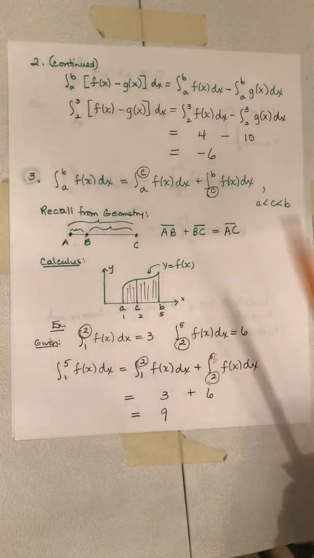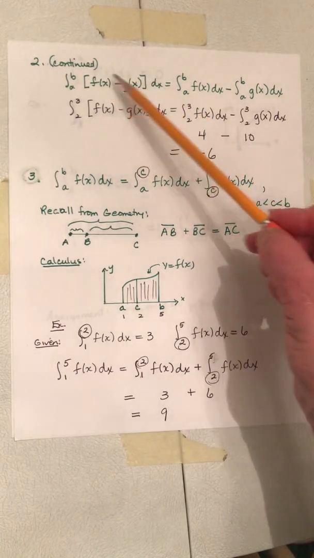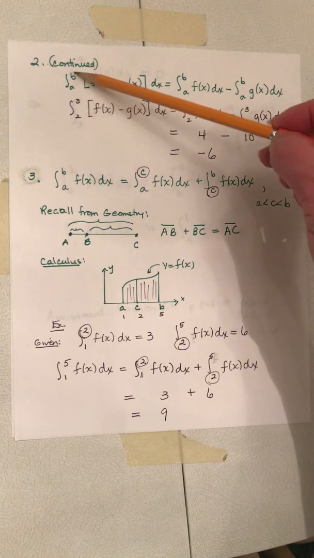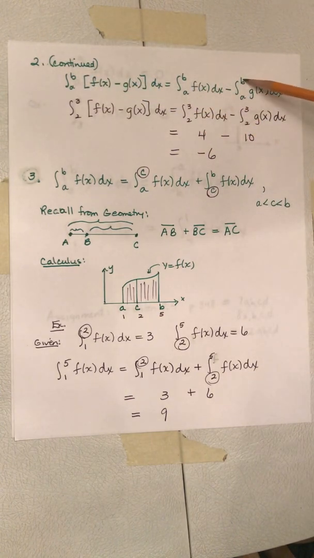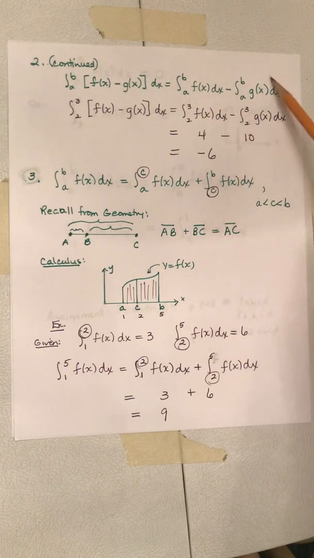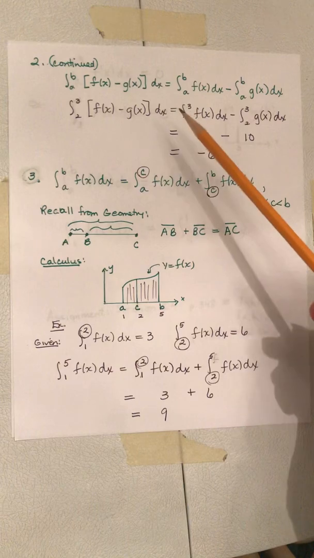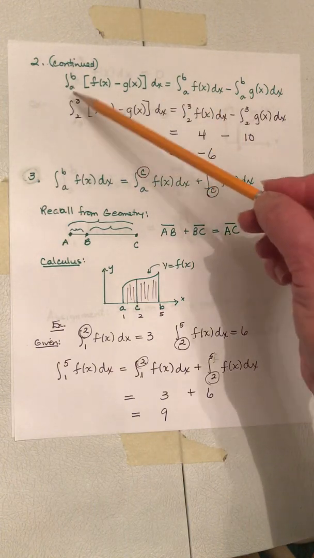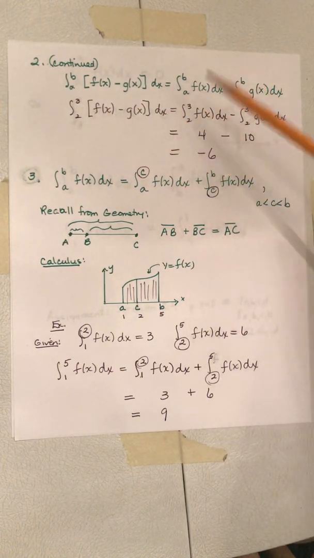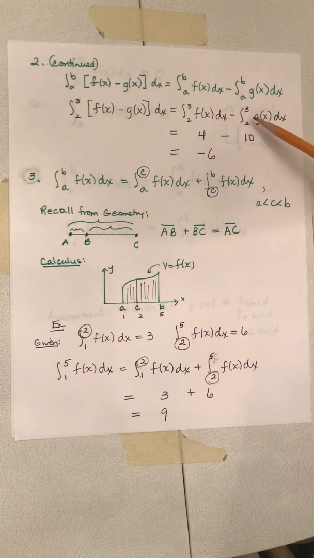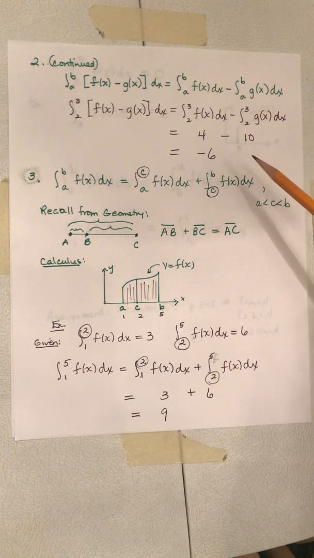All right, this is number 2 continued. It just shows that if you subtract two functions, the integral of the difference of two functions, as long as the limits of integration are the same, a to b, you can separate it into two separate integrals. So it's similar to the sum that we just did. Our example would be the integral from 2 to 3 of f of x minus g of x dx is equal to the integral from 2 to 3 of f of x dx minus the integral from 2 to 3 of g of x dx, which is 4 minus 10, because we were given those values of 4 and 10.